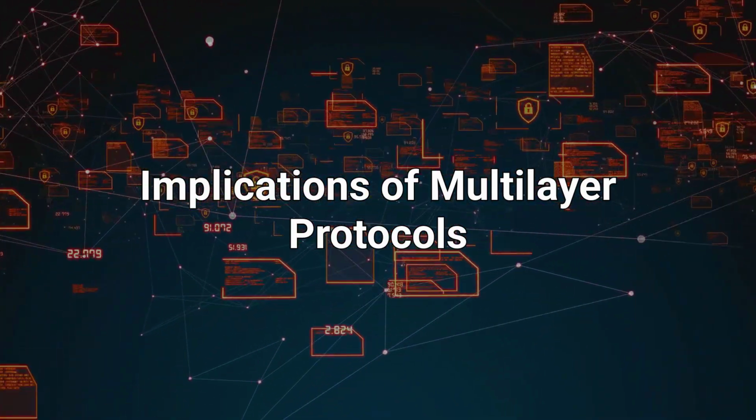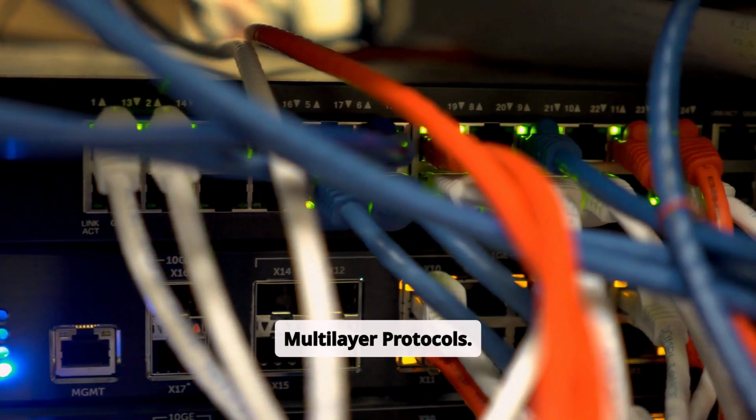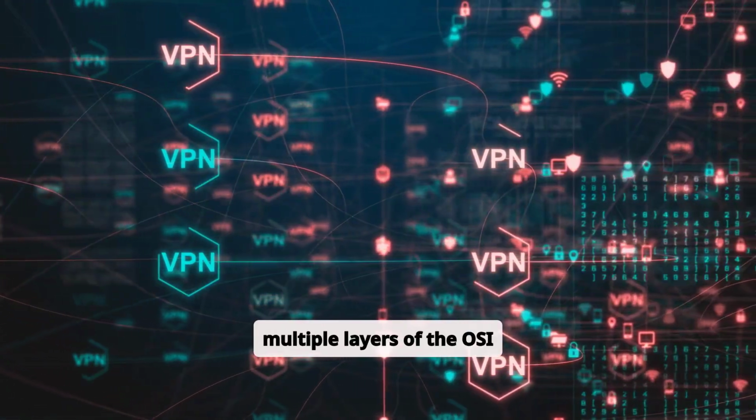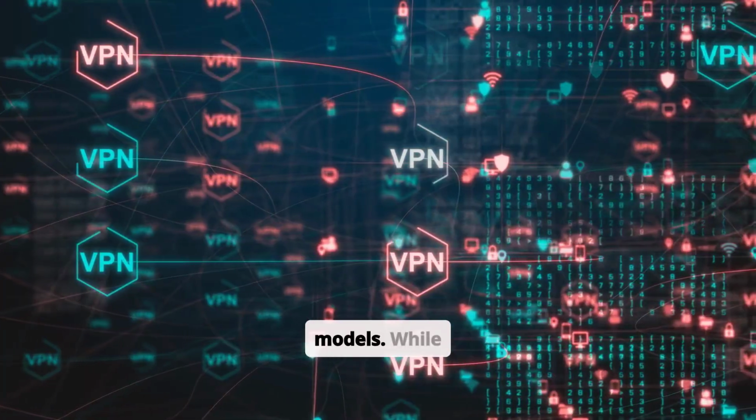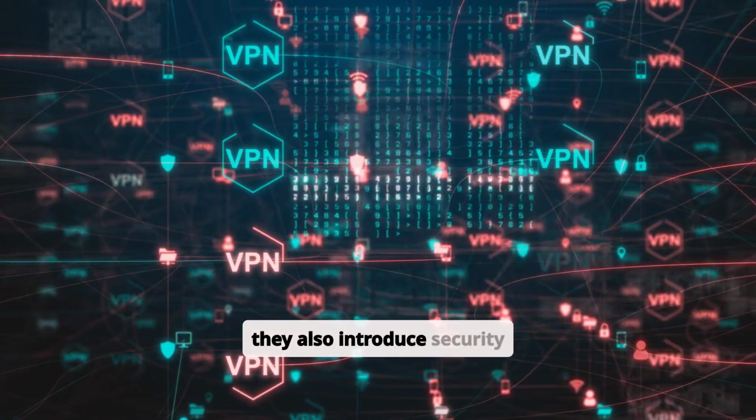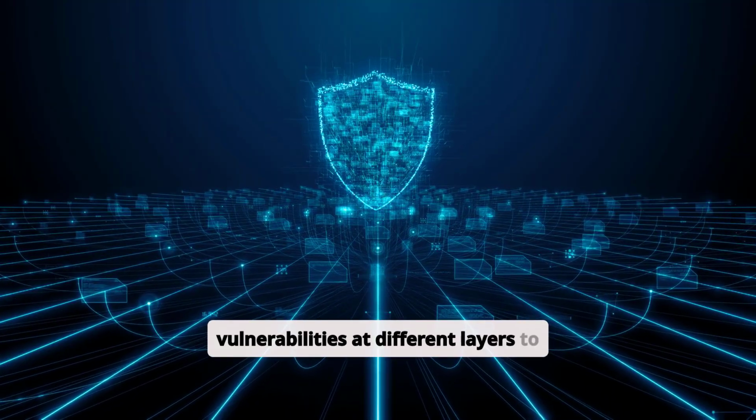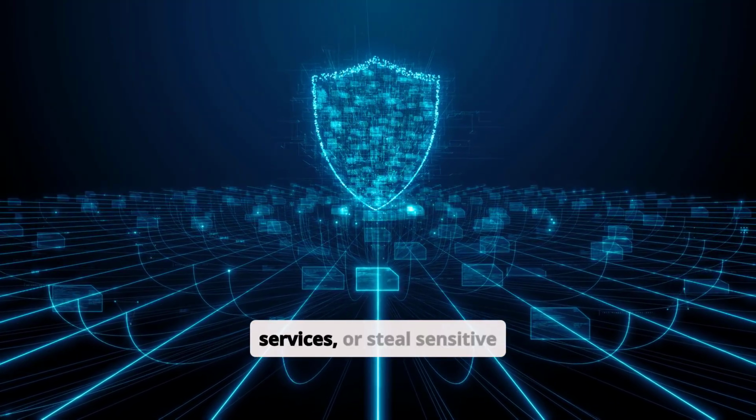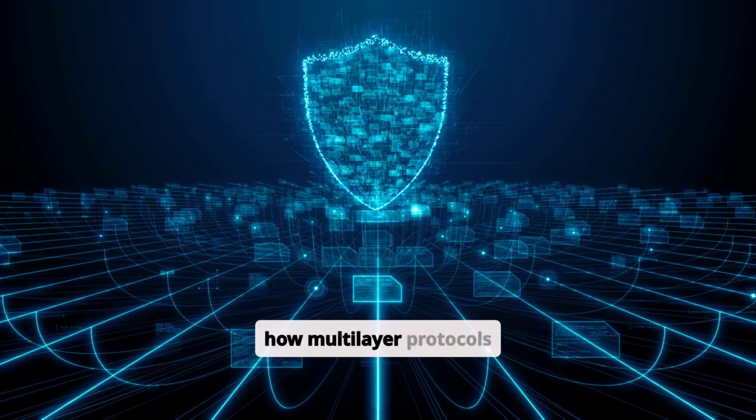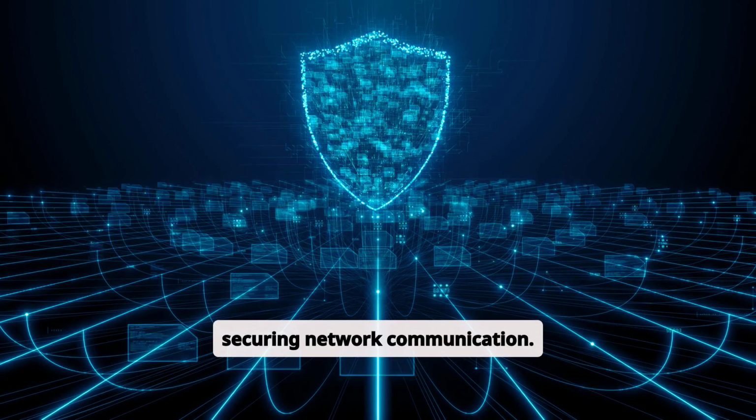Implications of multilayer protocols. Welcome to this lesson on the implications of multilayer protocols. Modern networks rely on protocols that operate across multiple layers of the OSI and TCP/IP models. While multilayer protocols improve efficiency and interoperability, they also introduce security challenges. Attackers can exploit vulnerabilities at different layers to bypass defenses, disrupt services, or steal sensitive information. In this lesson, we will explore how multilayer protocols work, their security implications, and best practices for securing network communication.